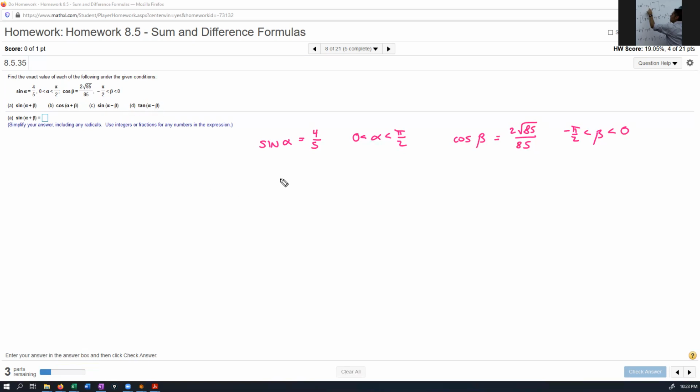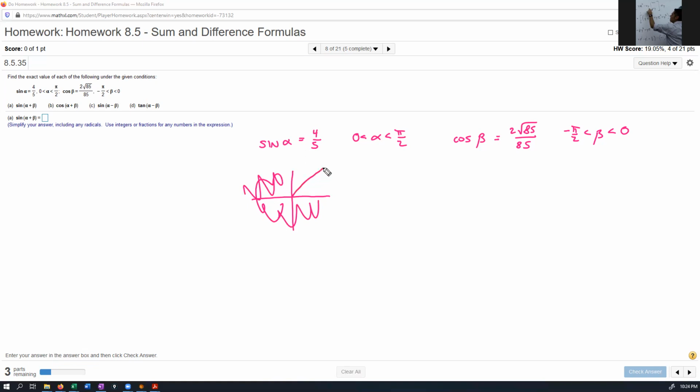All right, so we need to figure out, first of all, since we wanted to find out what sine of alpha plus beta is, we're going to need to know both sine and cosine of alpha, and we also have to know sine and cosine of beta. Here we only know one thing about each of them. So here's where we have to draw a picture of where we are. So we're between 0 and pi/2. So that means we are in the first quadrant.